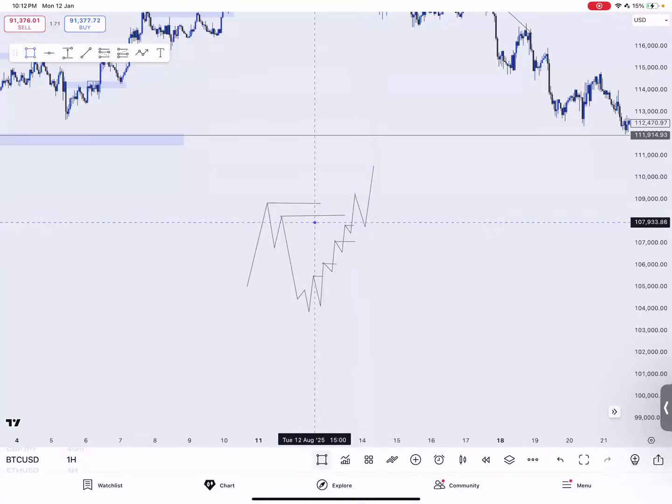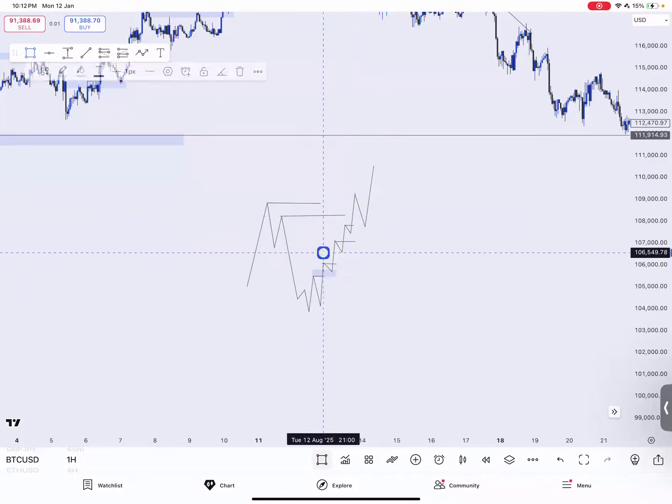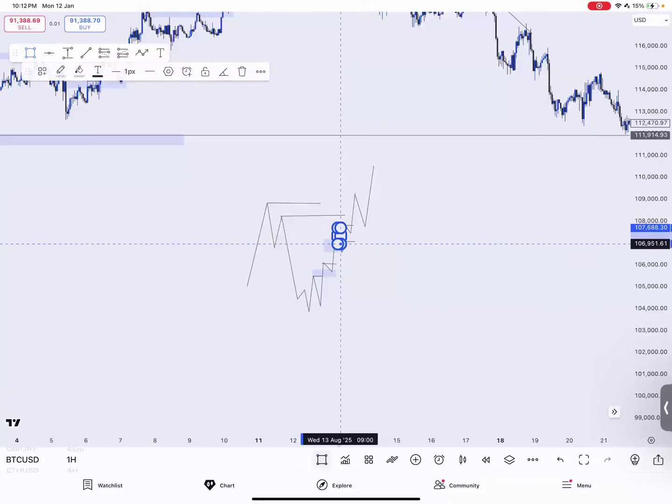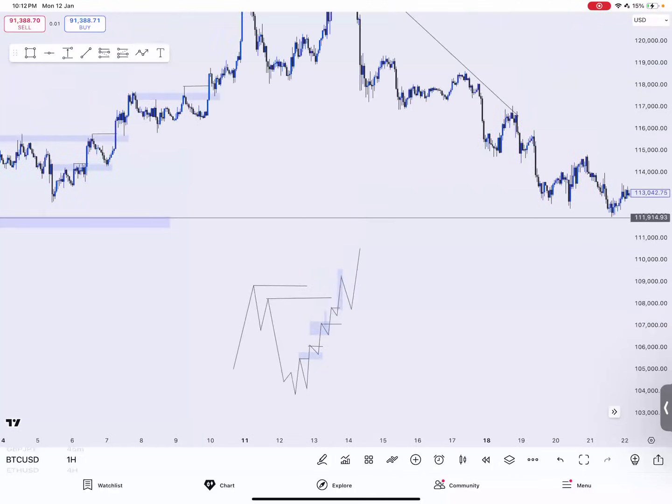So out of all these breaks of structure, I'm going to ignore this one, this one, this, and only trade this one that took out one, two, and three zones. What I mean is that when it comes to trading breakout structures, I ignore the ones that just take out one zone and focus on the one that took out more than one zone. Hope you guys are following me. Do you guys understand what I mean?